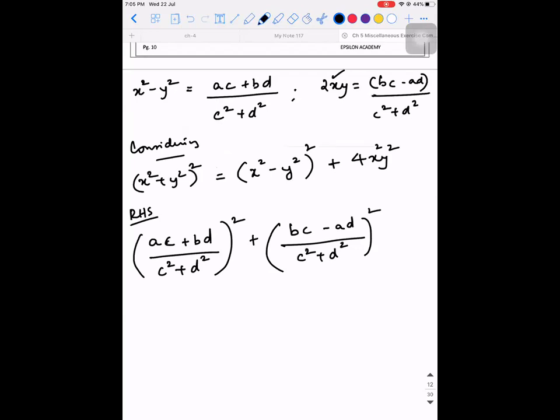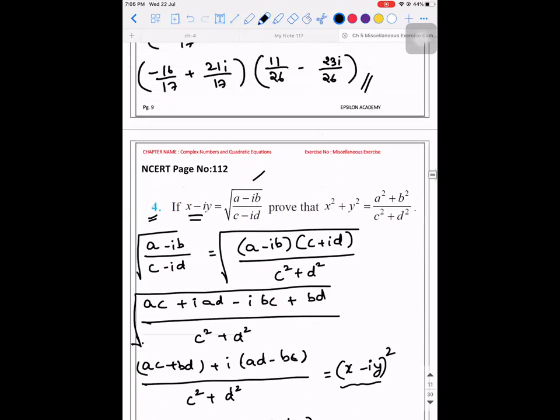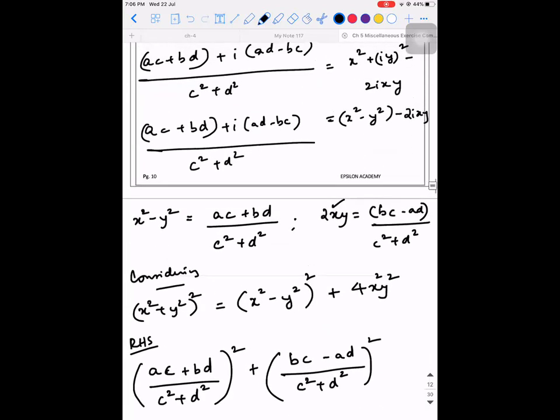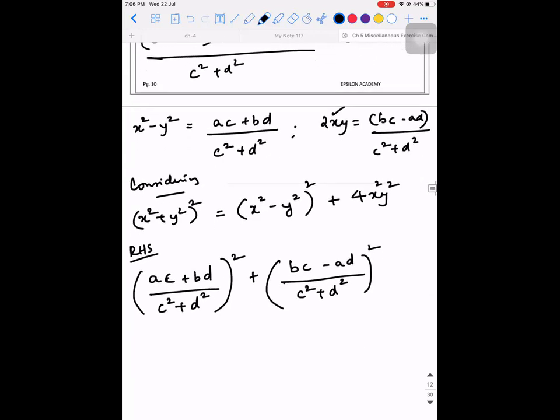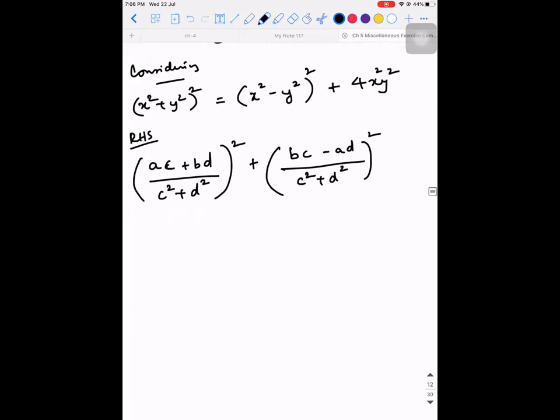Sir, actually, I just equated the real part and imaginary part and found the answer, sir. How will you equate the imaginary part? From the question directly, yeah? Sir, x square minus y square is the real part, no, sir? And the imaginary part is minus 2xy. So that's what I did. x square minus y square is AC plus BD, 2xy is BC minus AD by C square plus D square. Had the question been x square minus y square, this is the answer. But the question is x square plus y square. Okay, sir. Okay.